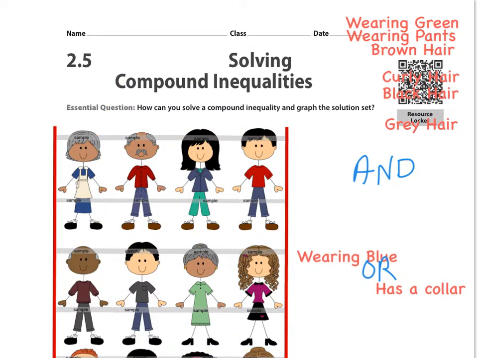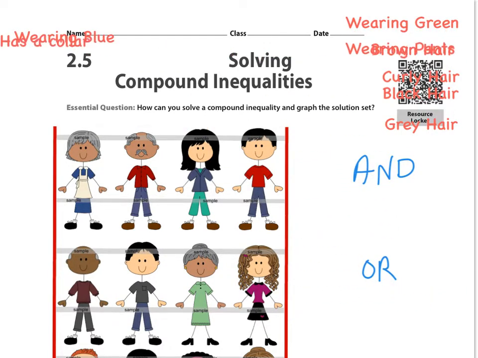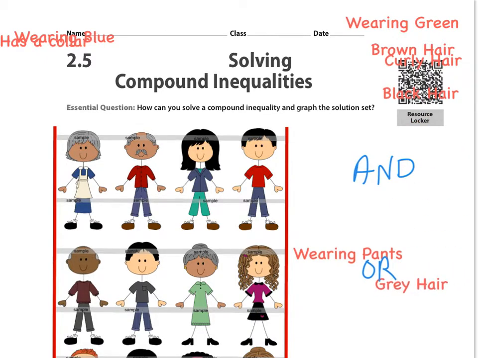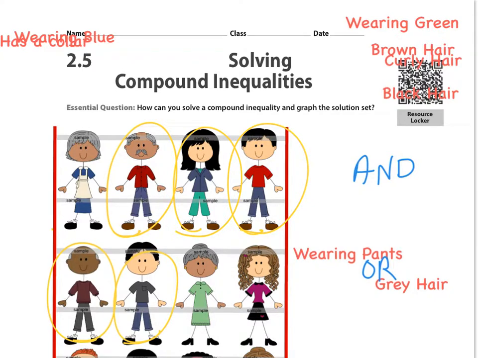All right, let's try another one. Wearing blue and collar. What if we do people that are wearing pants or they have gray hair? I want you to think about who that is. So we've got wearing pants, wearing pants, wearing pants. All these people are wearing pants. Some of them also have gray hair, but those people are all wearing pants. And then also gray hair, gray hair.